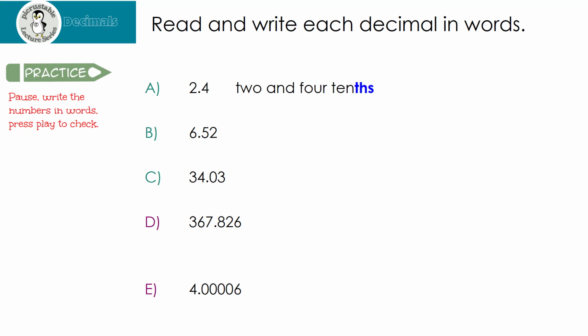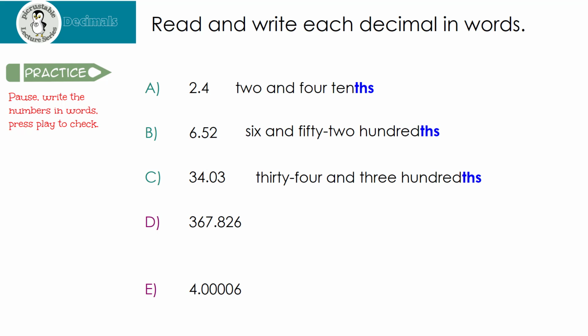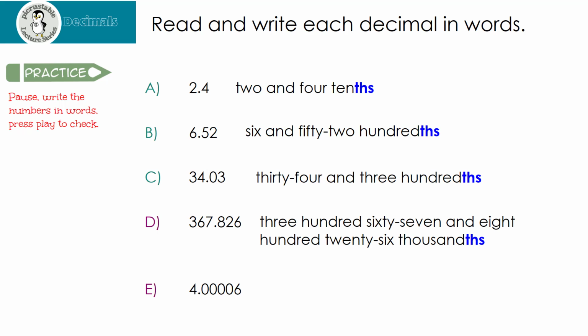Did you get 2 and 4/10ths for the first one? Cool. Remember, and is reserved for the decimal place. The next one is 6 and 52 hundredths. C is 34 and 3 hundredths. D is 367 and 826 thousandths. Finally, we had to count all those zeros. We end up with 4 and 600 thousandths. Awesome!